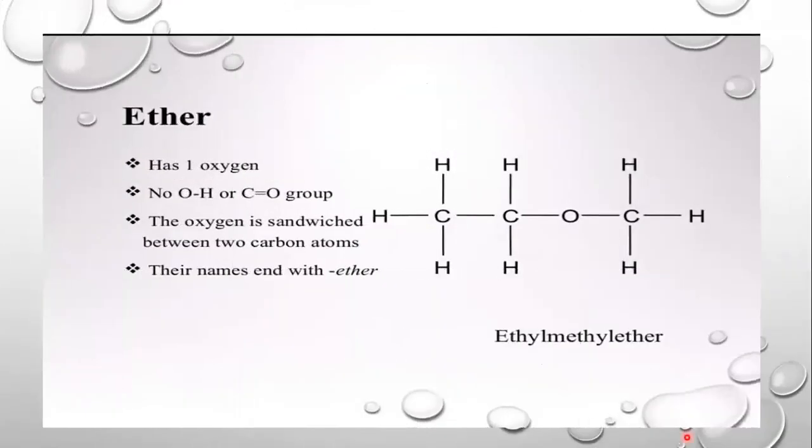The next are ethers. Ethers are when one oxygen atom is sandwiched between two alkyl groups, then it becomes an ether. Ethers are named with "ether" at the end, like this is ethyl methyl ether.